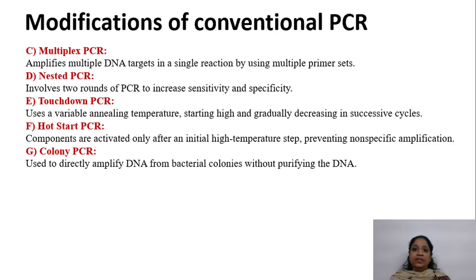Colony PCR. This is used to amplify DNA directly from bacterial colonies without requiring to purify the DNA. It is a quick method for screening bacterial clones. Each of these modifications is tailored to overcome specific challenges or meet specialized requirements. For example, RT-PCR and qPCR are critical in modern diagnostics, while nested PCR improves accuracy when working with trace DNA.